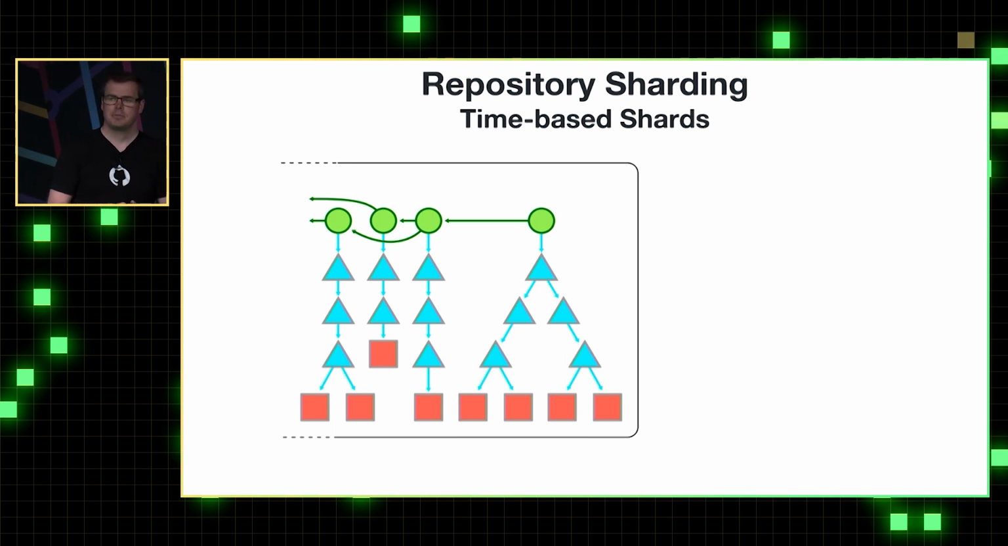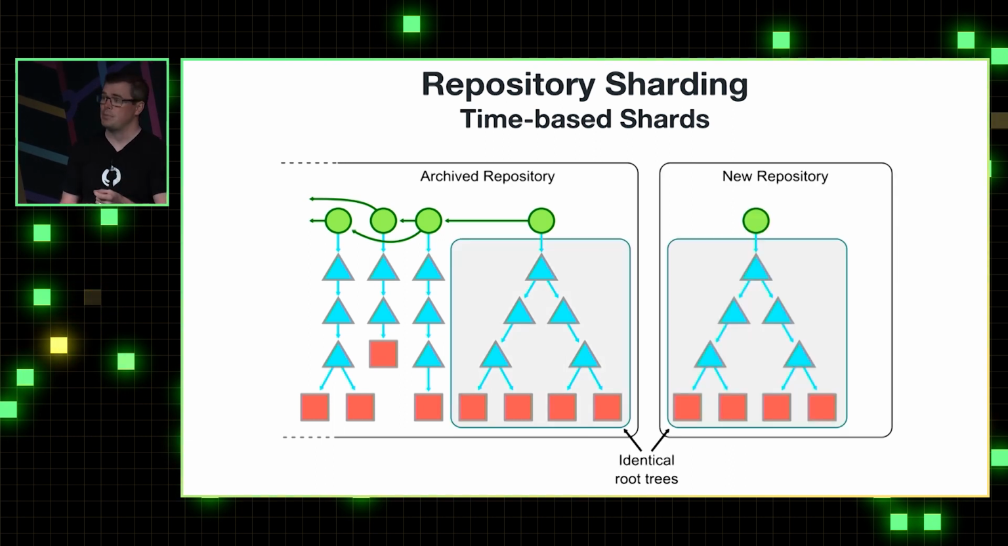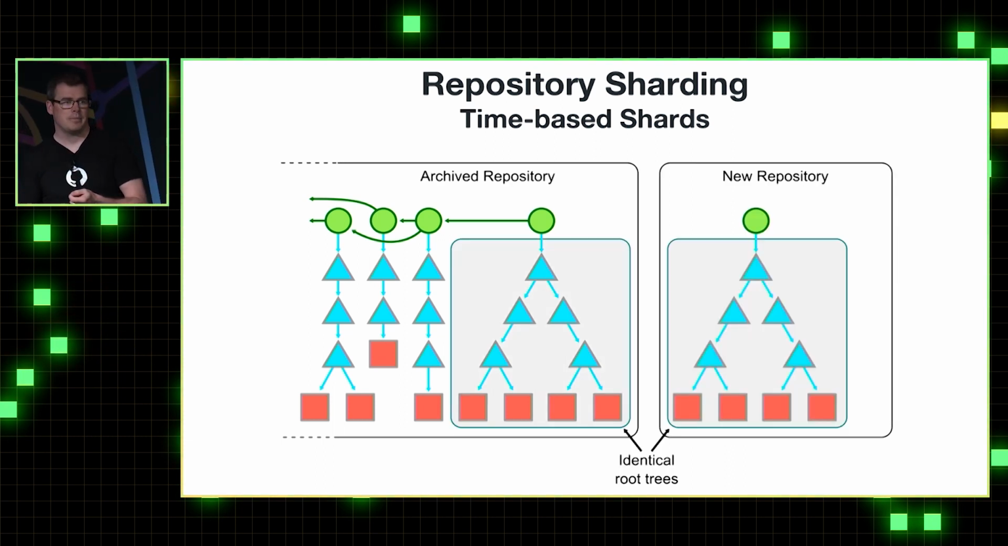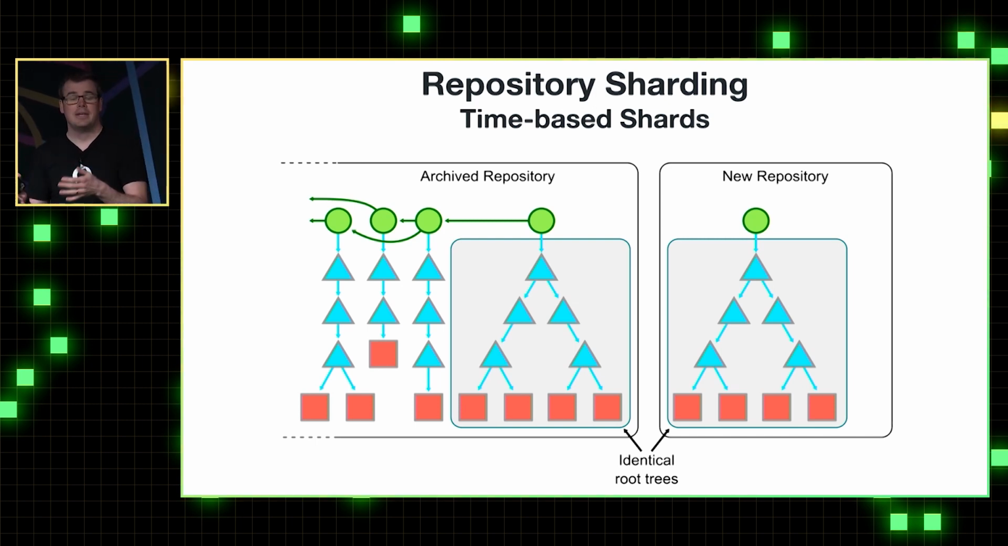So let's take a look at this repository. And imagine it has a huge commit history, but we're going to focus on a single tip at the moment. To make a time-based shard, we can archive this repository and stop writing to it. But we can create a new repository with a single root commit whose root tree is identical to the root tree of the previous tip. In this way, they would have the same checkout. The only thing is you've lost all the commit history.